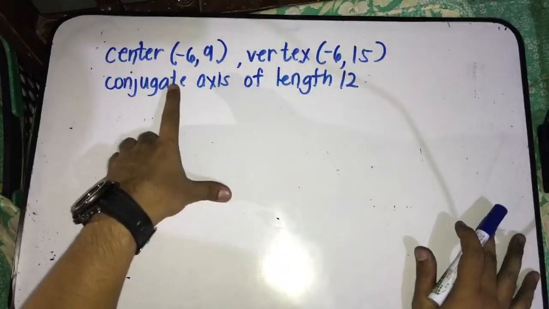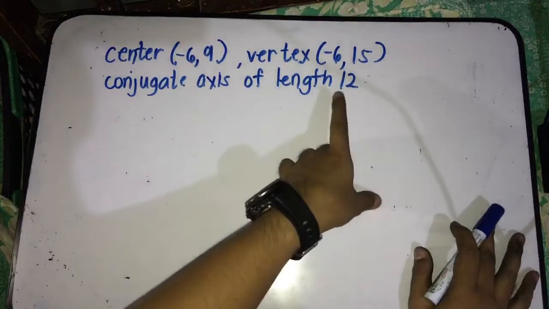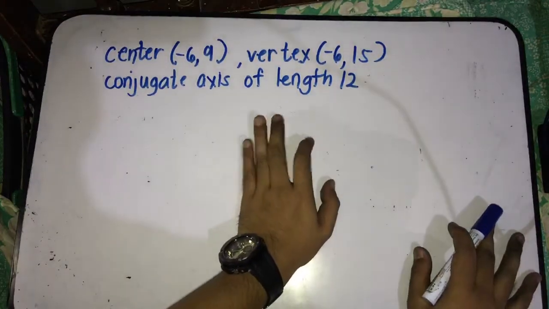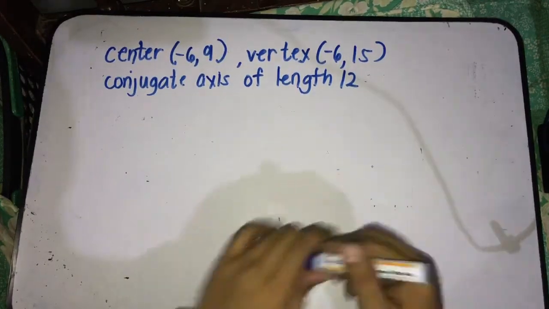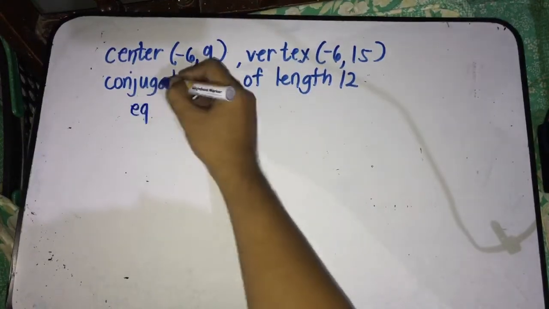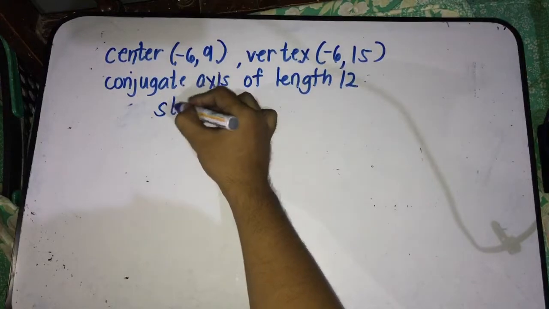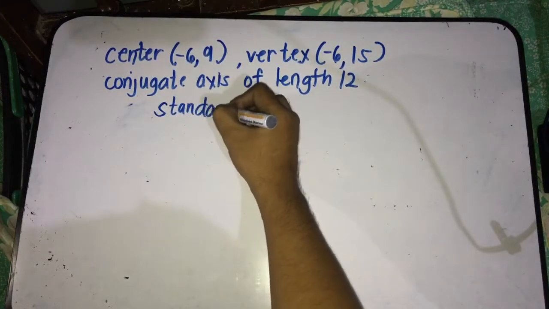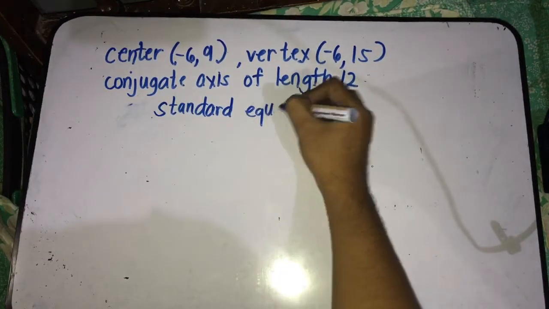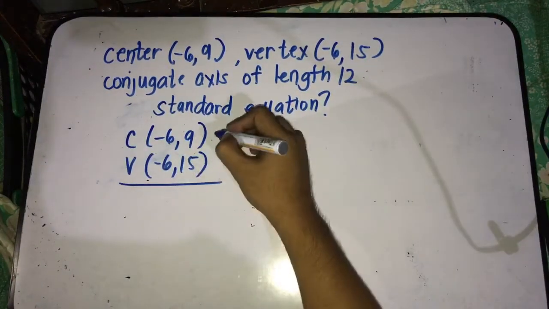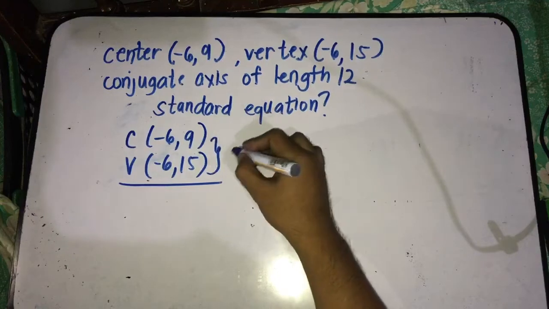For the next problem, the center is located at negative 6, 9. One point of the vertices is located at negative 6, 15. And the conjugate axis has a length of 12. So, we're asked to find the standard equation of the hyperbola given these conditions.